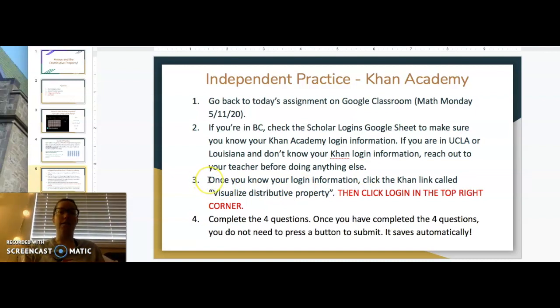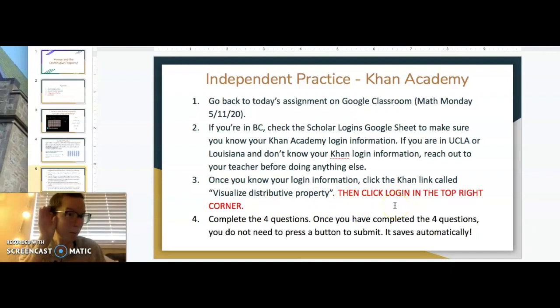Step number 3 is very important. Once you know your login information, you are going to click the Khan link that says Visualize Distributive Property. Then, once you get to that page, you need to click Log in the top right corner and use that login information from step 2. Okay? If you don't log in, your teacher is not going to know that you did the work. So it's really, really important that you click Log in. What are you clicking? Log in. Good job.